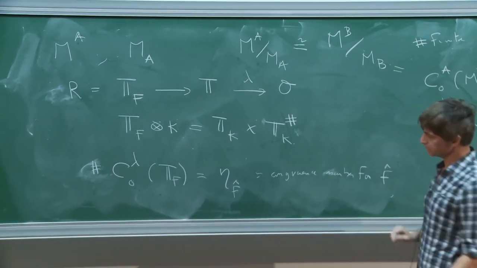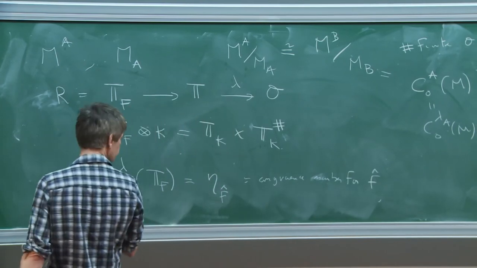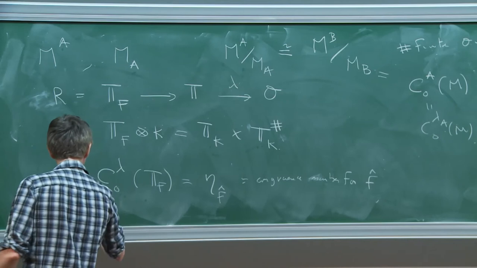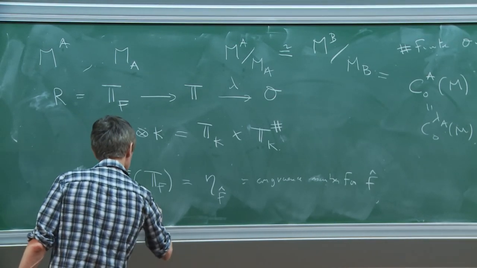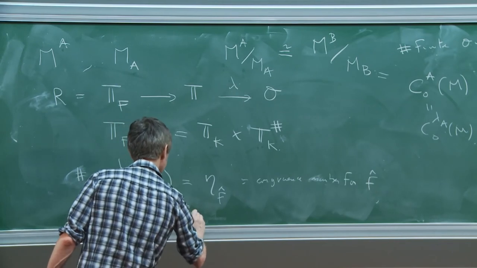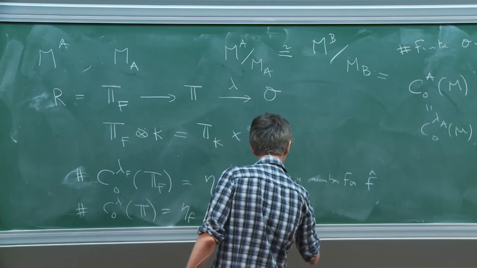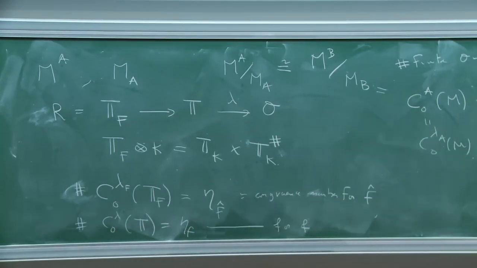For f hat. And we can also consider the same for just t. So c naught, so this is lambda f here. Lambda of t is just lambda f. And this is just a congruence number for f.